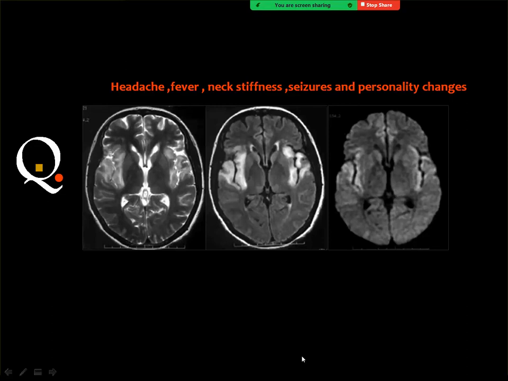The next case is a patient with headache, fever, neck stiffness, and seizures, also with personality changes.